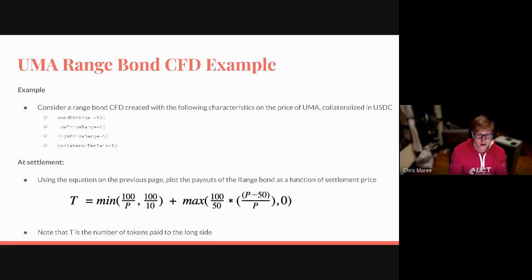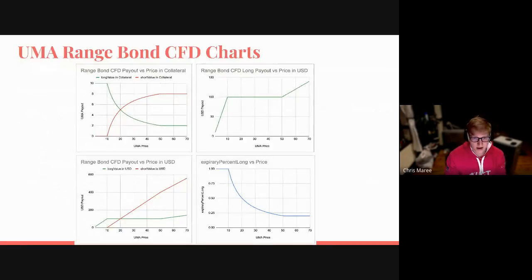So if we consider an example of a range bond where we collateralize it in UMA, this is wrong, it shouldn't say collateralized in USDC. It's collateralized in UMA, and the bond notional is set to $100. The low price range is set to 10, and the high price range is set to 50. So at settlement, we can calculate how many tokens the long side is entitled to by taking this equation and popping in those numbers, and you get this equation. And this will make sense when we look at some payout charts.